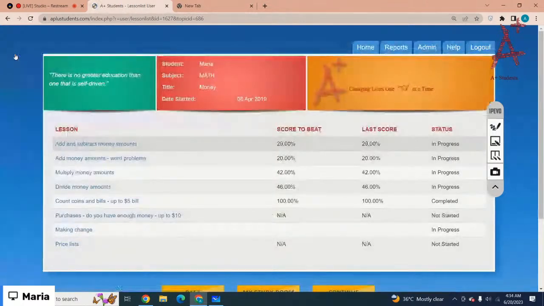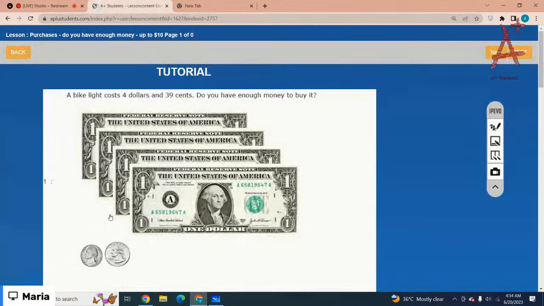Okay, the next one is purchases. Do you have enough money up to $10? Let's just start with the next question. Okay, a bike light costs $4.39. Do you have enough money to buy it? Now you have the money given. You can see if the money is enough for the purchase you want to buy.